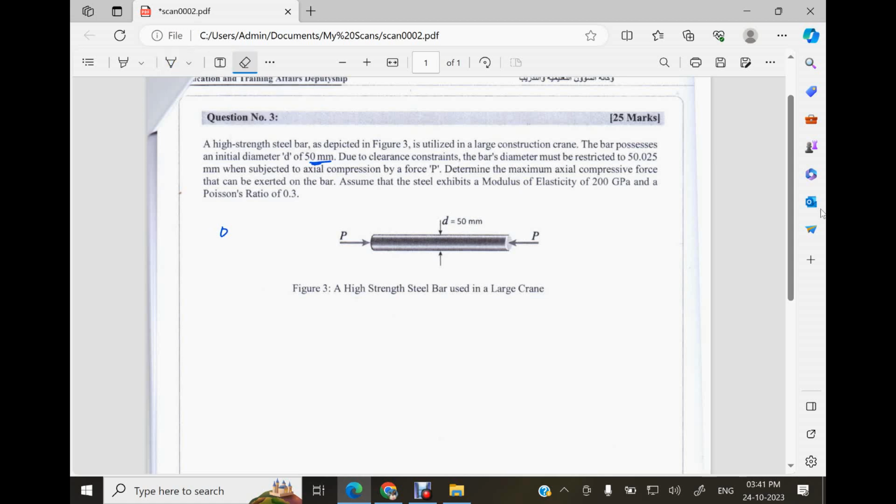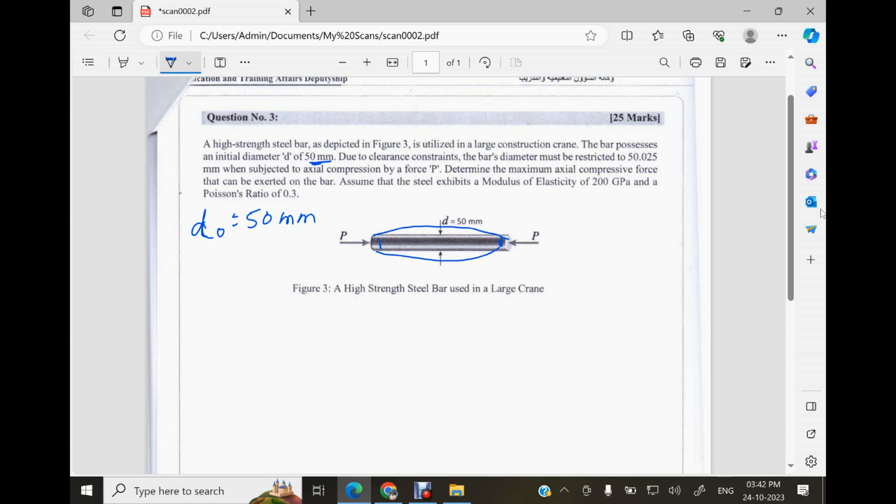Let me write it nicely. D naught is equal to 50 millimeter he gives me. Due to clearance constraint, the bar's diameter must be restricted to 50.025 and D final, because it is a compressive force. So what is happening? The bar is going to bulge like this, is it not?